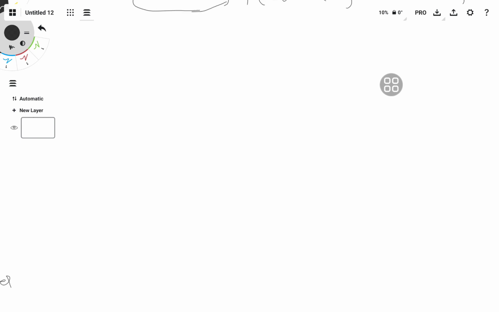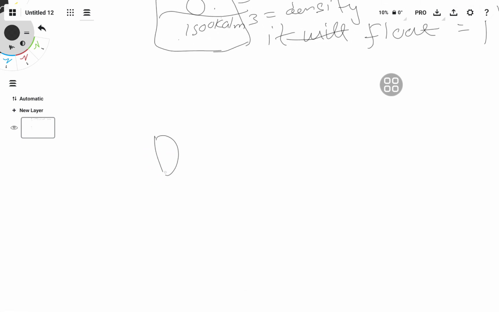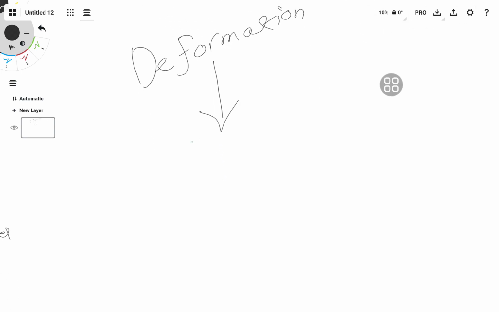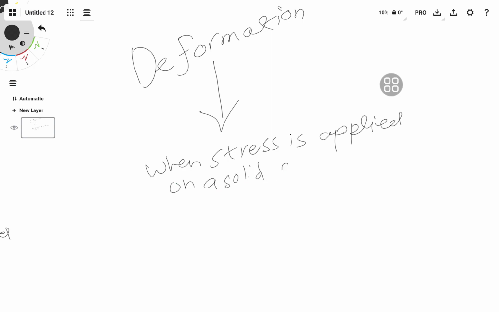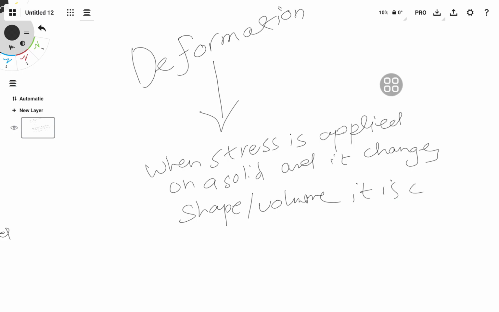Then next we have deformation. Deformation is basically when stress, such as tensile force that enlarges, is applied on a solid, and it changes shape or volume, maybe one, maybe both. This is called deformation.